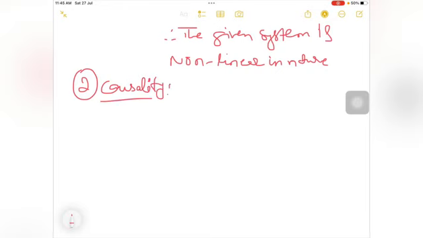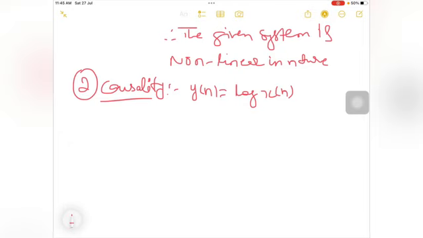C-A-U-S-A-L-I-T-Y, causality. So what is the given function? y of n is equal to log of x of n. What is the causality principle? The output depends on the present input only. If the output depends on only the present input, then it is a causal system.